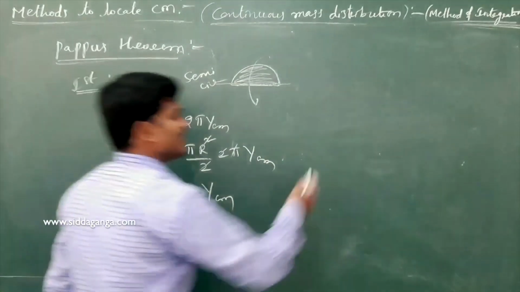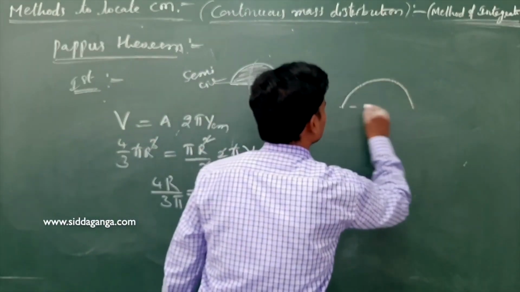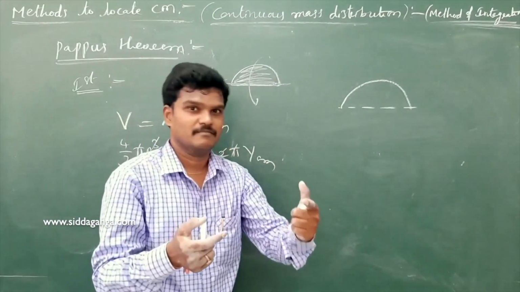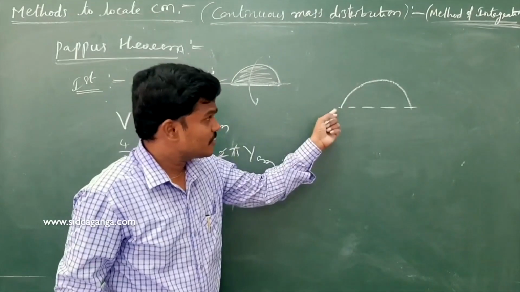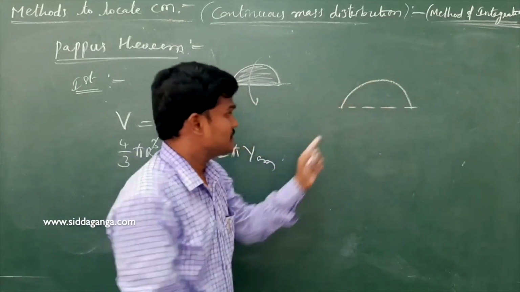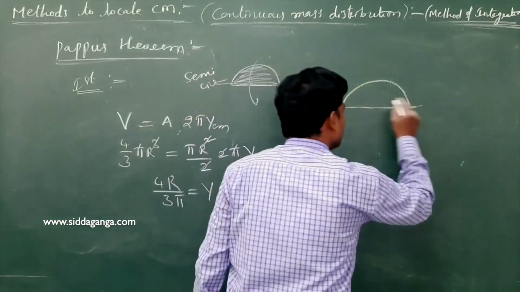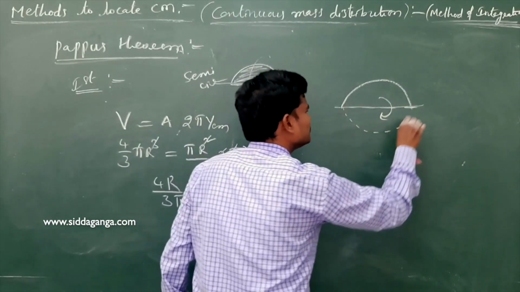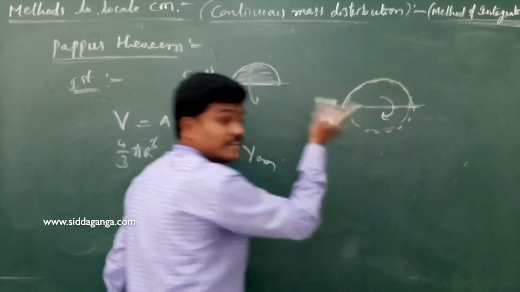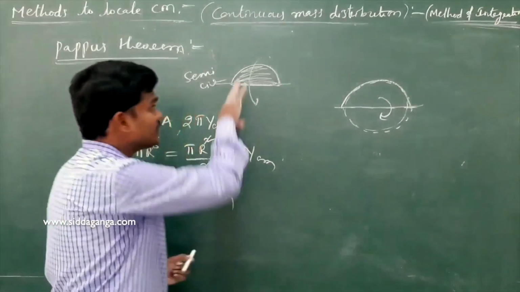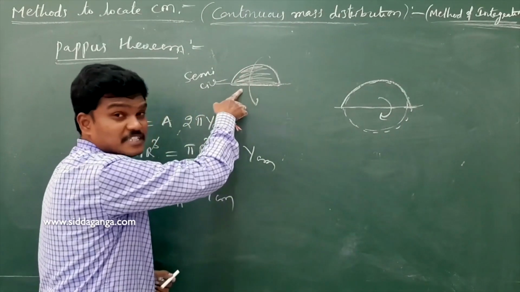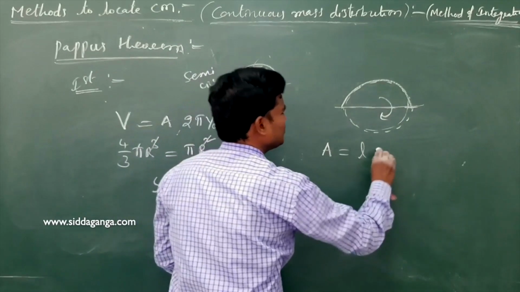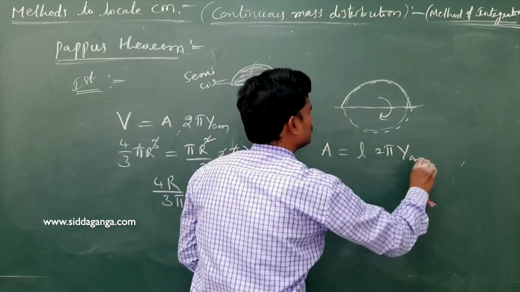In the same manner, if any semicircular wire is rotated, this is not a closed figure, sorry. If any semicircular wire is rotated, then it will cover some area, meaning an area will be generated. Earlier it sweeps out all the matter, so volume is generated. Here only area will be generated. This area is equal to length into the distance moved by the center of mass.